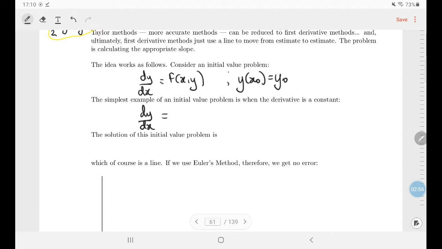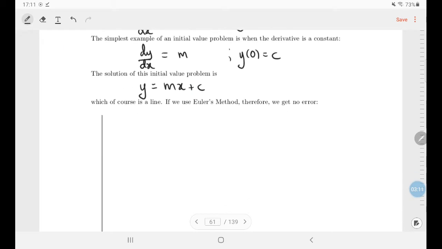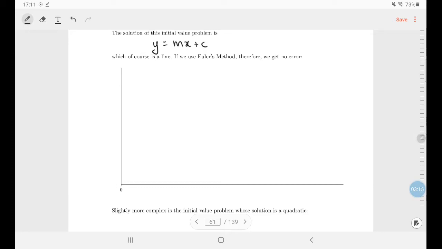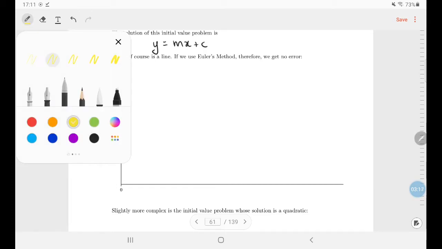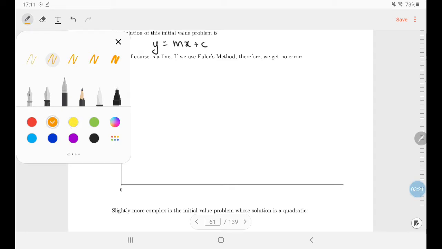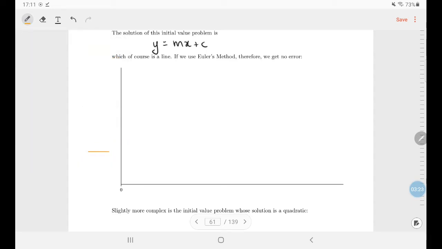Well, derivative is 0 is even easier, and then the solution is a constant. So this is, say, m, and y of, let's say, 0 is equal to c. Then you can show that the solution of this is y equal to mx plus c, which is a line. And if you use Euler's method, you get no error. So we can just kind of sketch this. So here's the true solution, y equal to mx plus c. It's a line.